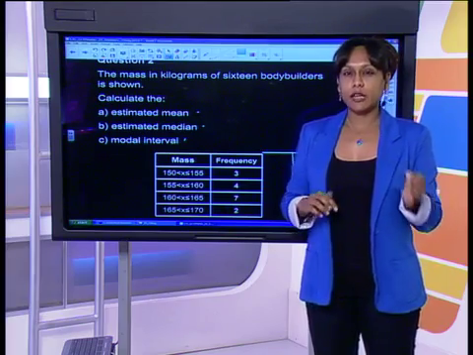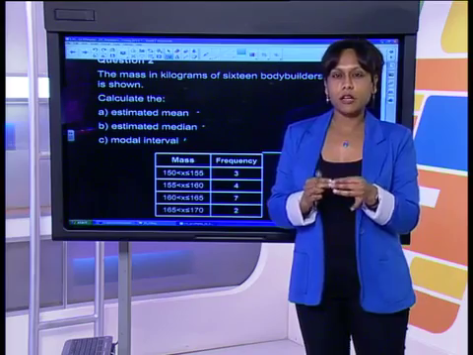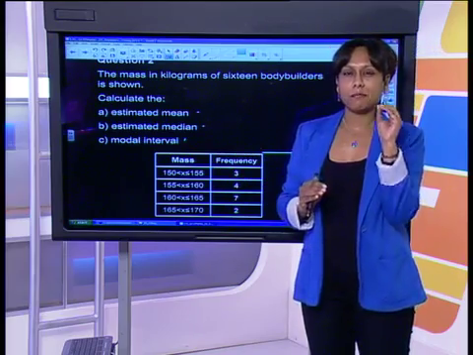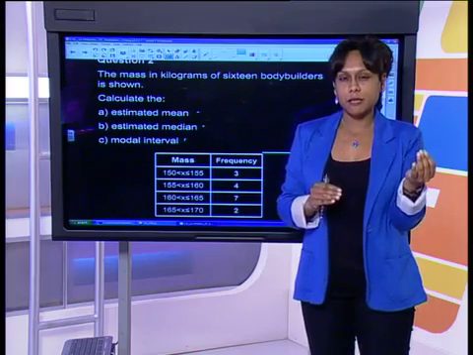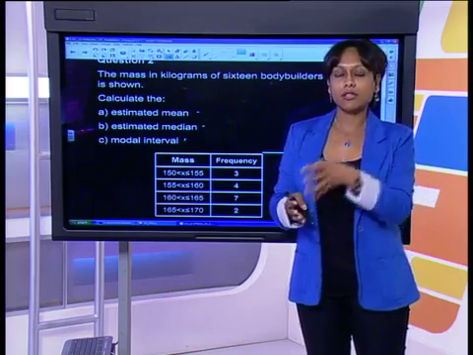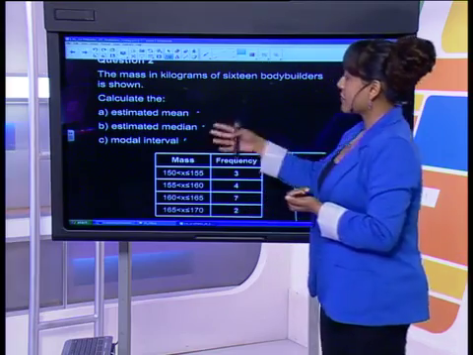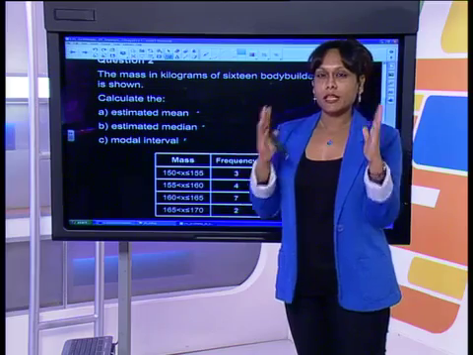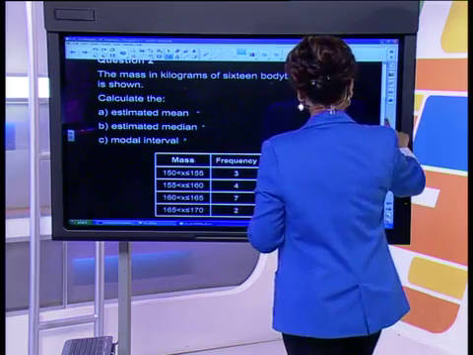In order to work out your mean, you're not going to be able to work out the exact point at which your mean is, and we use the class midpoints in order to find the mean. This then implies that you can only get an estimated mean, and then we can also only get an estimated median because your data has been grouped into these class intervals.